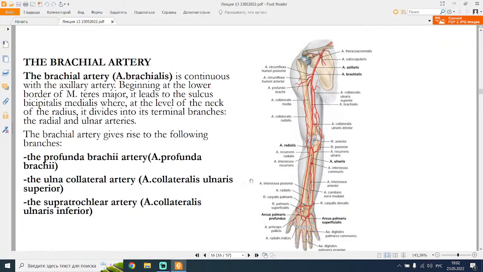Next artery, the brachial artery. What do you see? Brachial artery. The arteria brachialis is continuous with the axillary artery, beginning at the lower border of musculus teres major. It leads to sulcus bicipitalis medialis, where at the level of the neck of the radius it divides into its terminal branches.